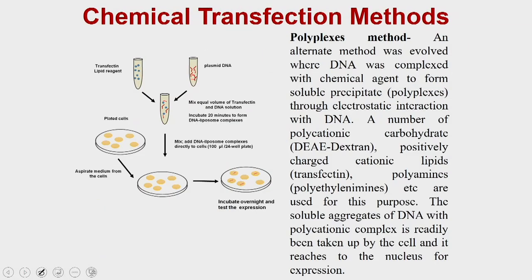The other method is called the polyplexes method. In the polyplexes method, you make the DNA complex with a chemical agent to form a soluble precipitate, or polyplexes. This method is different from the calcium phosphate method, because in the calcium phosphate method, the aggregate you form with the aggregating agent, calcium chloride and phosphate buffer, is non-specific in nature. That is why you cannot control the size of those aggregates, and that is why you need optimization in the case of the calcium phosphate method.